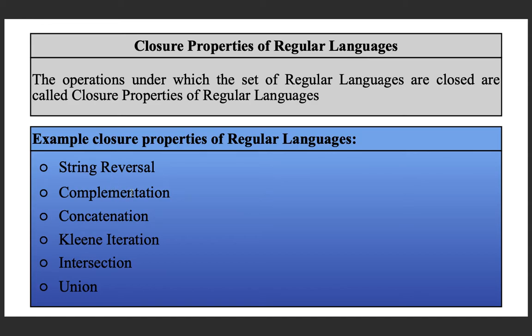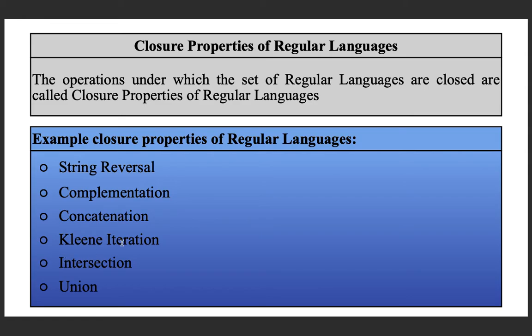Second property is complementation, meaning if L is a regular language, its complement is again a regular language. Third one is concatenation, meaning if L1 and L2 are two regular languages, then the concatenation of L1 and L2 is again a regular language.